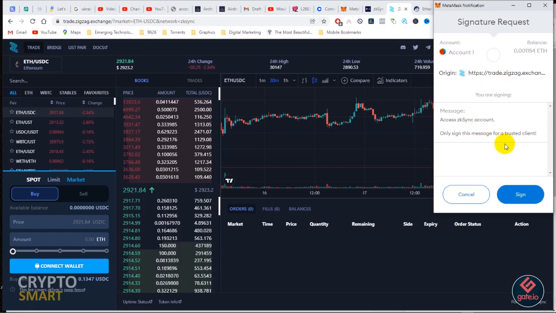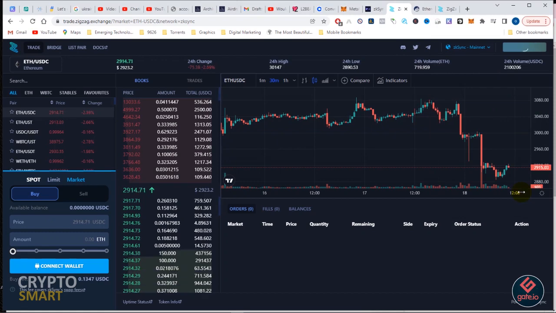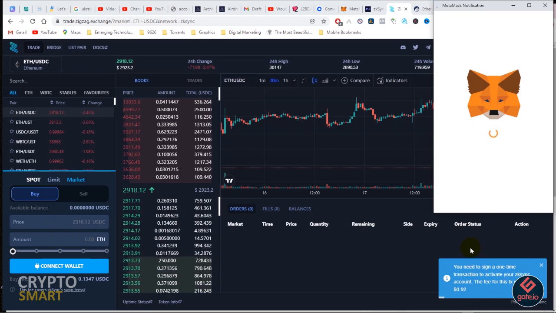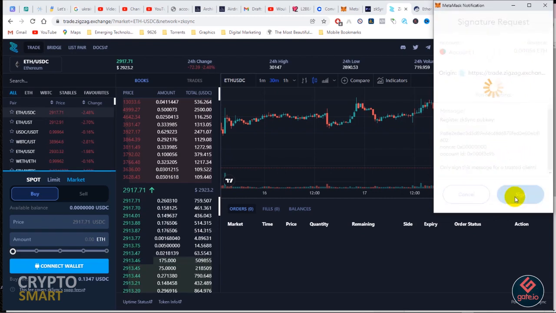I need to sign the signature request. Only sign this message for a trusted client, so I'm just going to sign. My wallet should be connected in a bit. If you notice, the market had been on a retracing mode just some few hours ago. You need to sign a one-time transaction to activate. The fee for this transaction will be $0.92, so I will quickly sign the transaction and we are good to go. Bitcoin kind of controls the market. So I click on sign.